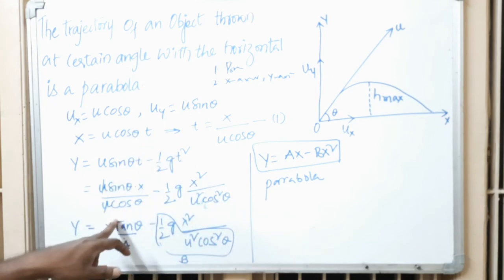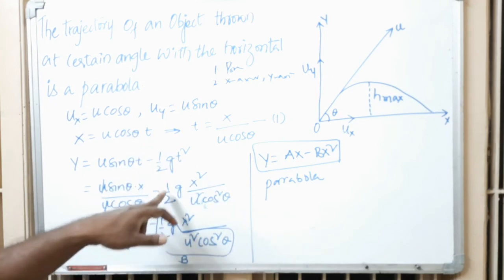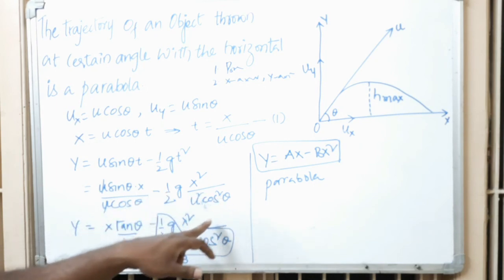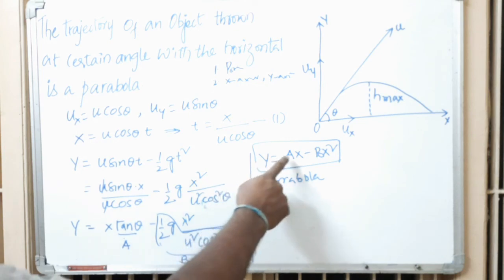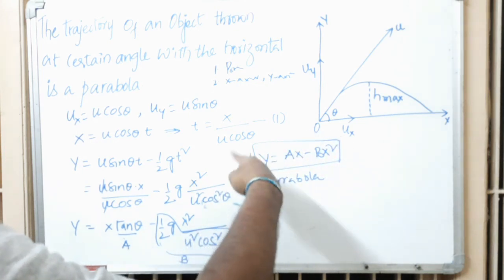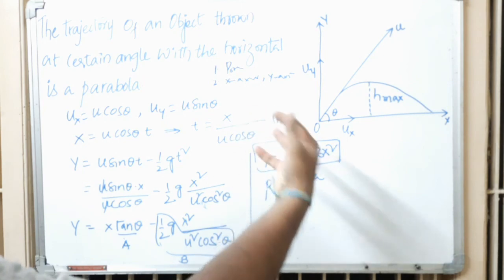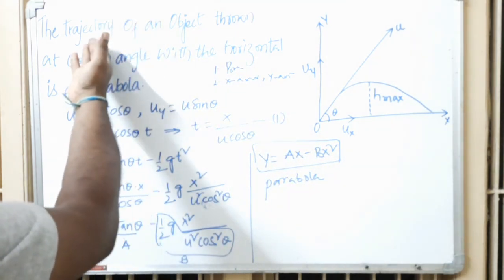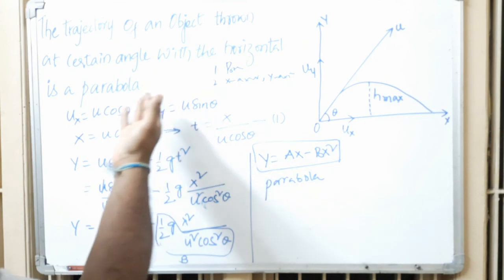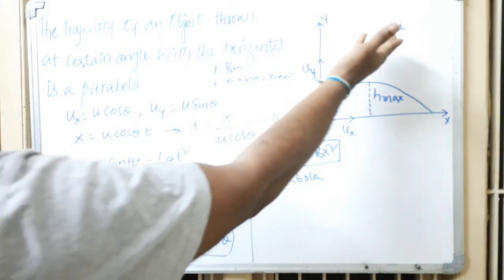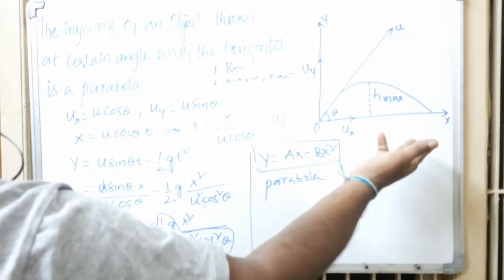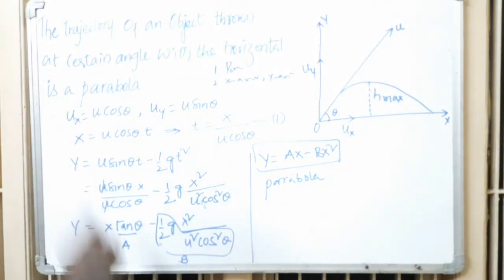So here tan theta is assumed as a and half g by u square cos square theta is taken as b. So the equation will be very simple. y is equal to ax minus bx square. So it is in the form of a parabolic equation. So we proved that the trajectory path of a projectile, which is thrown with an initial velocity u making an angle theta with the horizontal, is a parabolic path. This is a long answer question and a very important question for the board examination. Thank you.